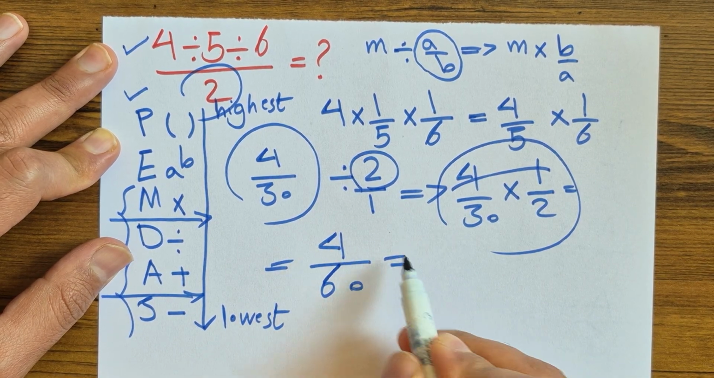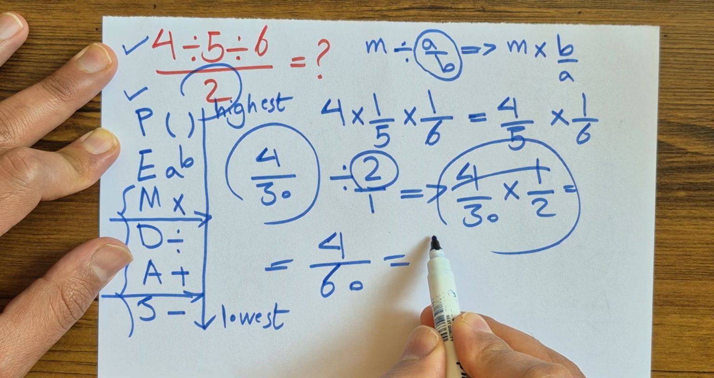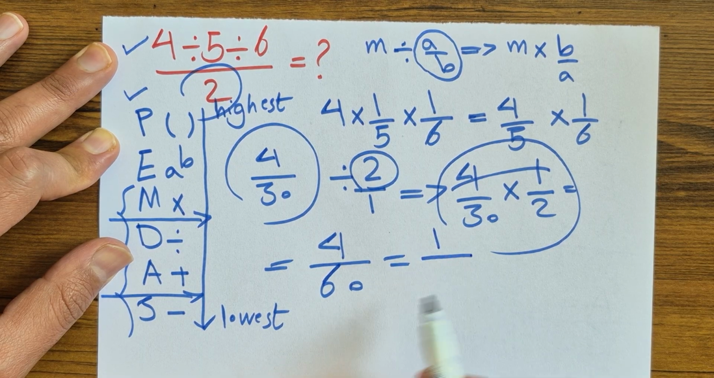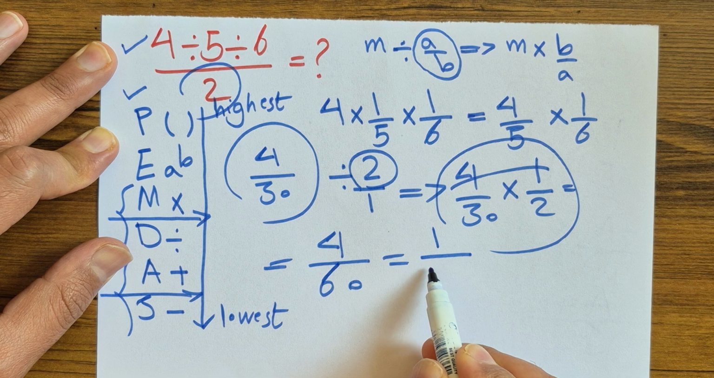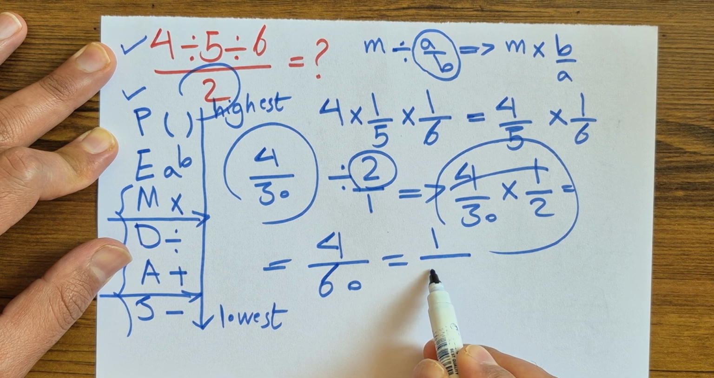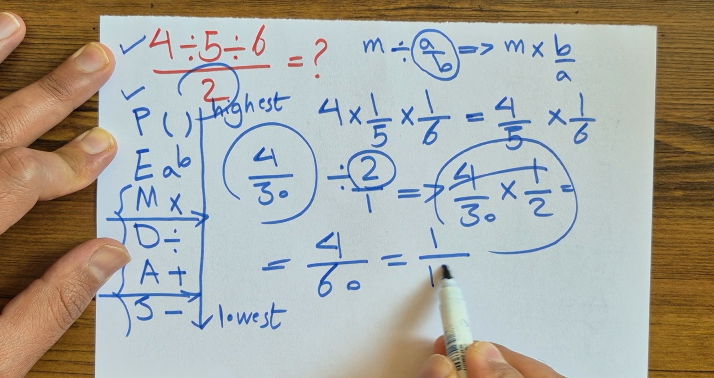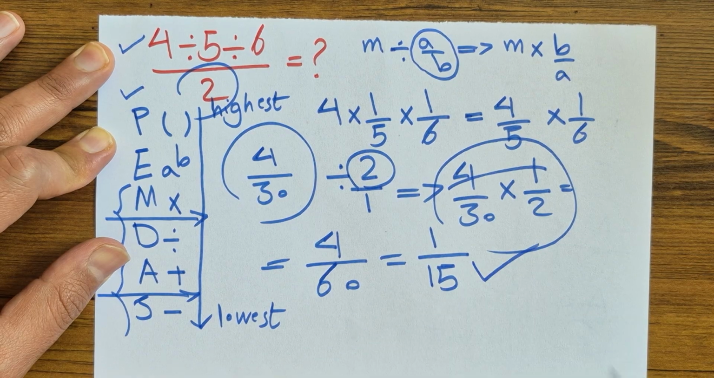We can divide both sides by 4, and so 4 divided by 4 is 1, and 60 divided by 4 is 15. And that's the final answer. So the answer is 1 over 15.